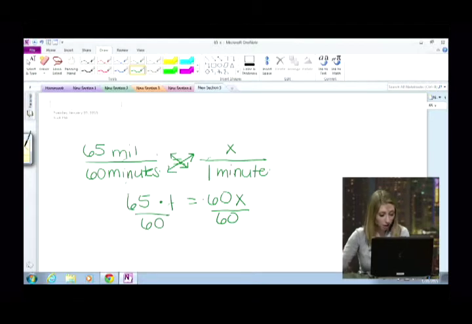Doing that math, we end up with, and I'm going to estimate here, 1.167. I'm just rounding, but this is how many miles this car would be traveling in the 1 minute. So there you go. There you have it.